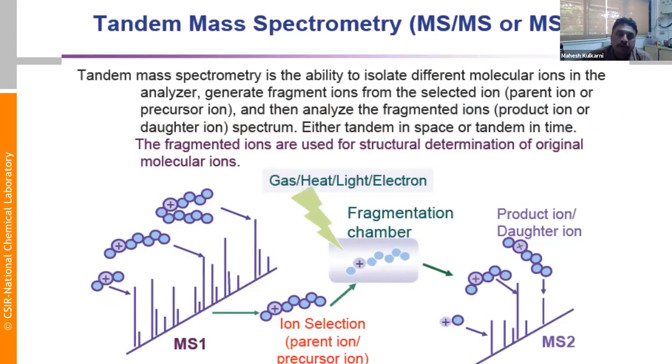Tandem mass spectrometry is the ability to isolate different molecular ions in the analyzer and generate fragment ions from the selected parent ion. This parent ion is also called the precursor ion, and it is fragmented in a collision-induced dissociation chamber. The fragment ions formed are called either product ions or daughter ions, and they are used to deduce the structure. They are separated tandem in space and tandem in time. The fragment ions formed are used for the structural determination or sequence determination of the peptide. So let's see this.